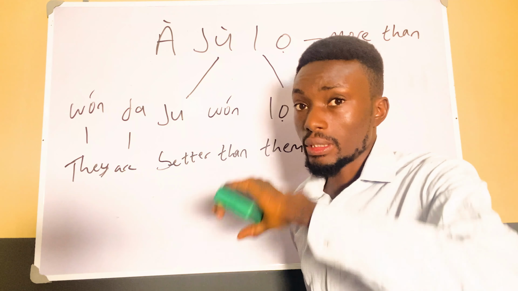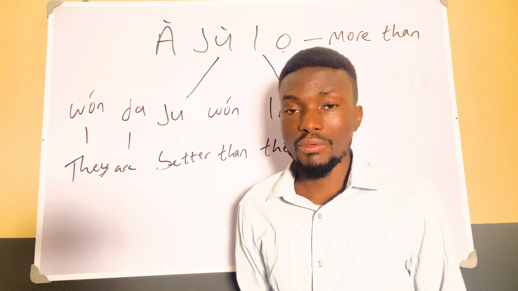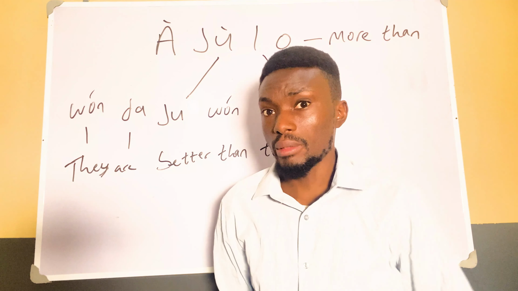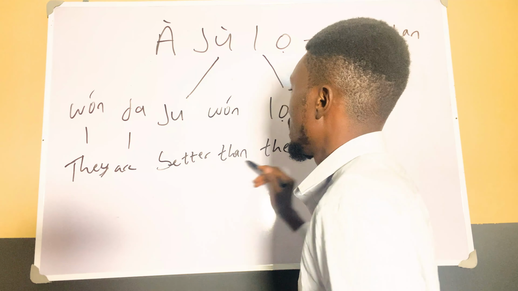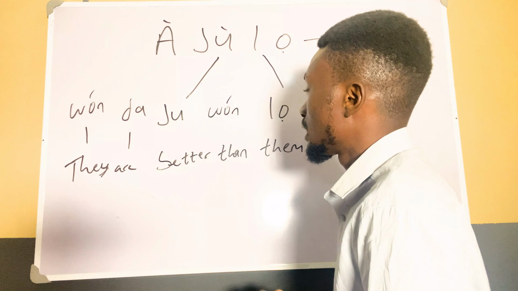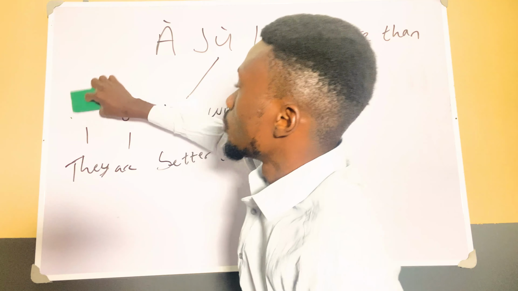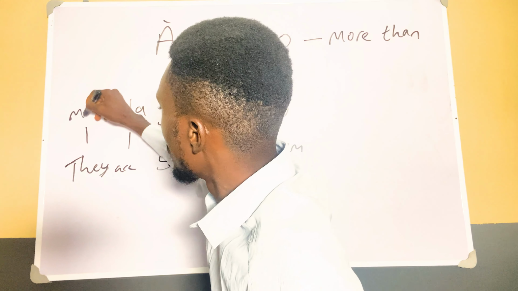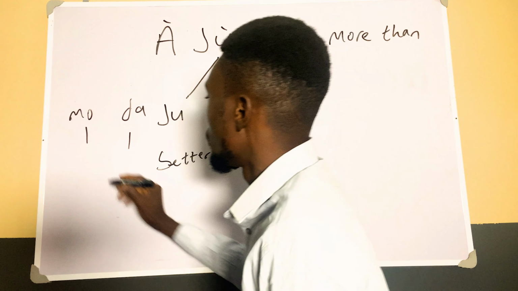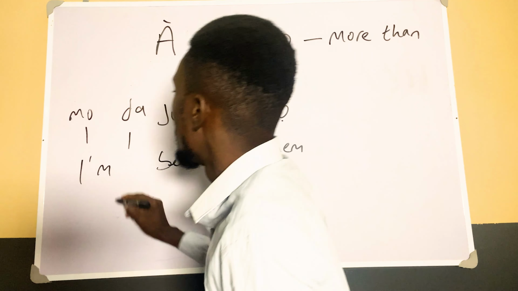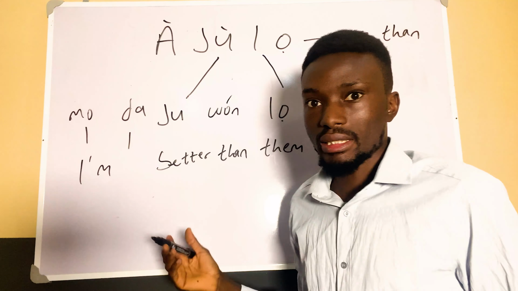You can go to the video that I did on narrative voices if you want a more detailed video about that, which I'm really sure is going to help you. So wọ́n dáa ju wọ́n lọ. They are better than them. And if you turn this to mo, that is, I am better than them. Mo dáa ju wọ́n lọ. I am better than them. So you can see a little bit of difference here.